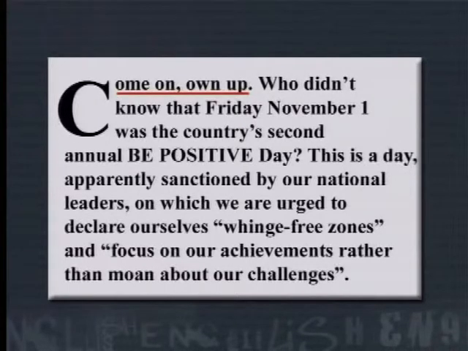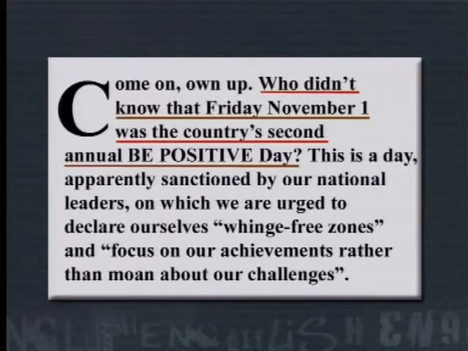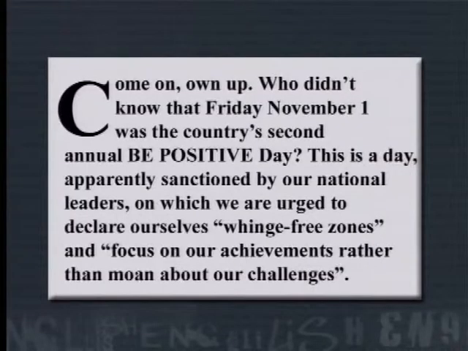She also uses a rhetorical question. She is not actually expecting people to write in and tell her whether or not they knew it was Be Positive Day. We've already looked at the first paragraph, but now let's consider the writer's diction, her choice of words. When she says "apparently sanctioned," she is adding an element of doubt. Apparently implies that she has heard this is true, but cannot say for certain.